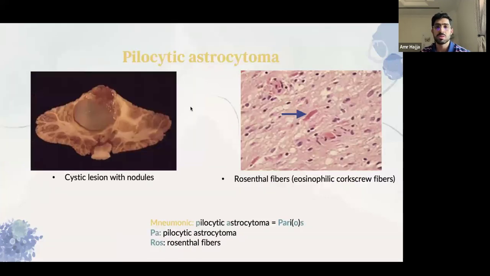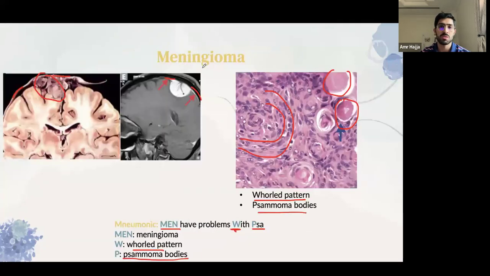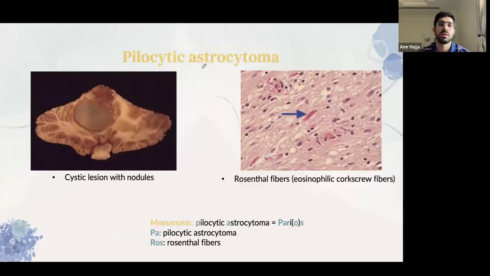Then we have the pilocytic astrocytoma. Now we finished the adult tumors. Now we'll move on to talk about the children's tumors. We have pilocytic astrocytoma, which is basically a tumor arising from the astrocytes. Okay? It is characterized grossly by its cystic lesion with nodules.